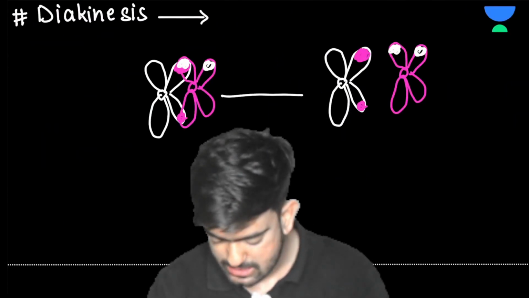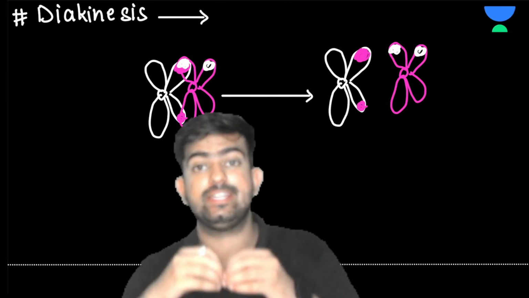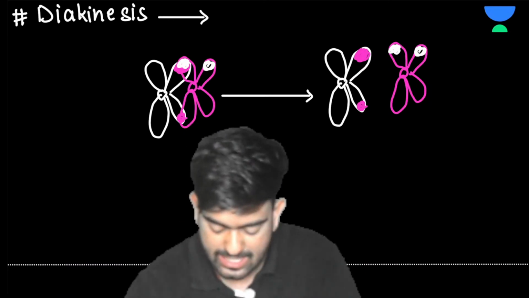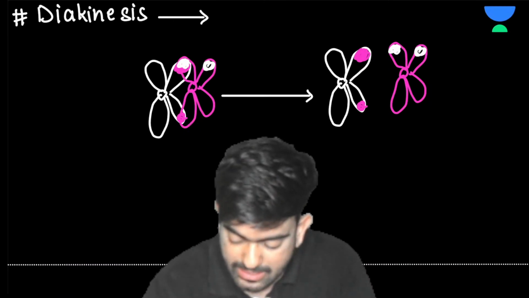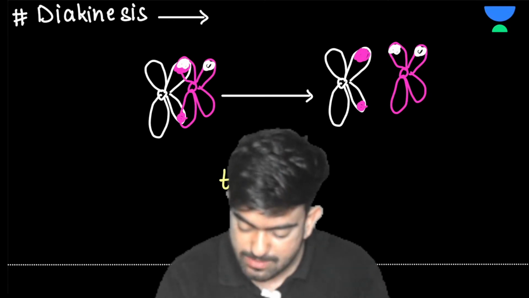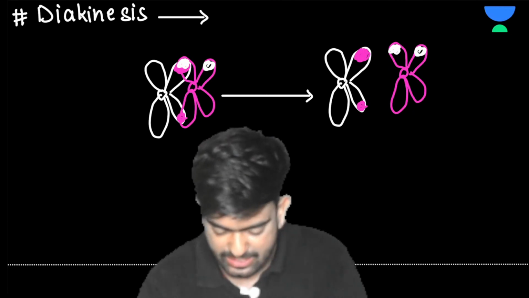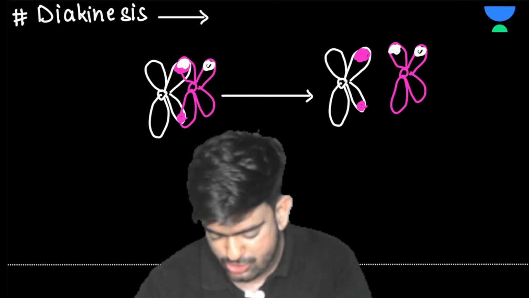In diakinesis, they both are going to be separated. That means chiasmata is dissolved. Chiasmata is terminalized. So, terminalization of chiasmata. Terminalization of chiasmata means that this chiasmata which was formed, slowly it will go to the end and it will terminalize, it will dissolve.